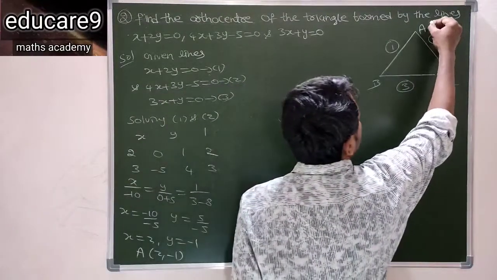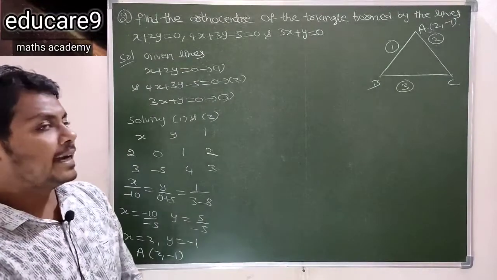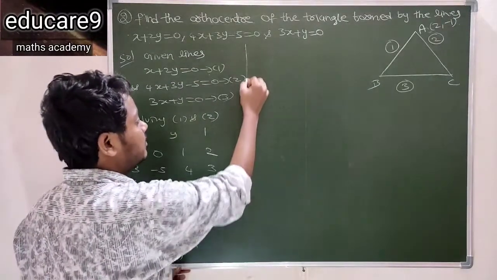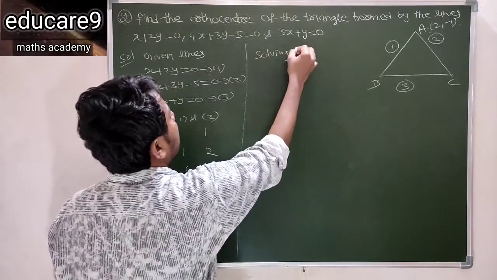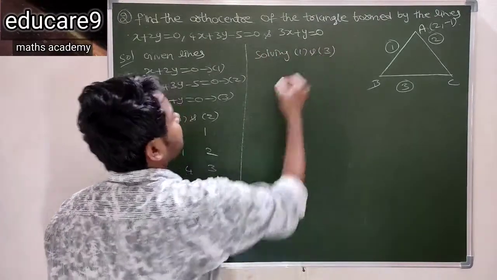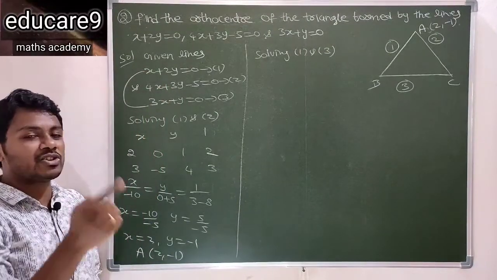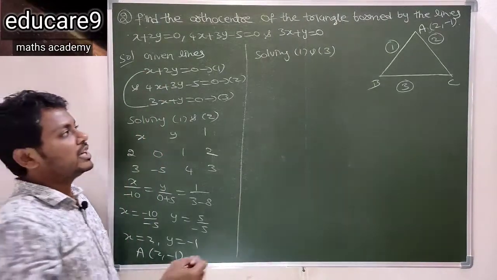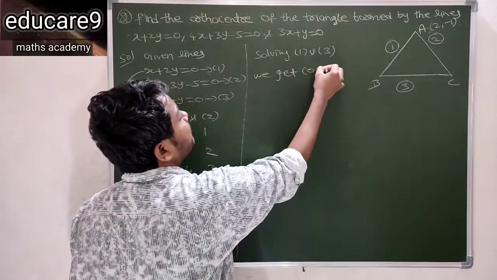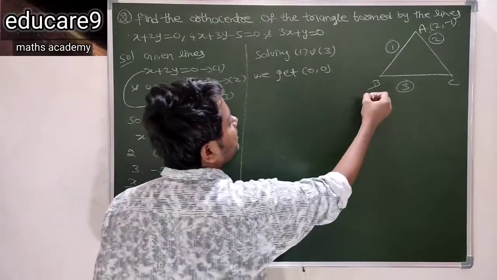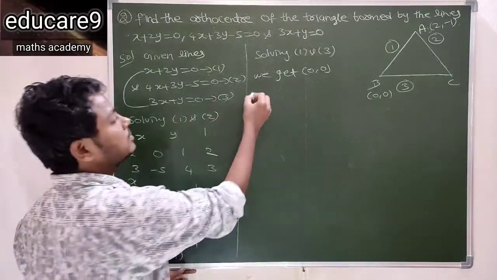So clearly this point is what? 2 comma minus 1. And solving 1 and 3. See here, solving 1 and 3. So clearly once you observe equations 1 and 3, there is no constant term. So clearly we will get the origin. So that is B. Next solving 2 and 3.